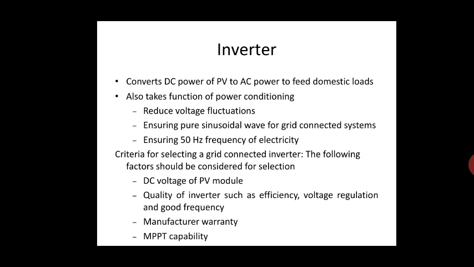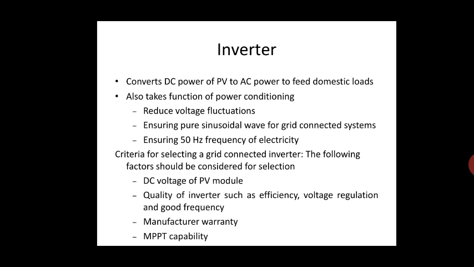So we have the inverter. The inverter will convert DC to AC. DC is the main power from the photovoltaic cell, and it is converted for domestic applications. It also takes on the functions of power conditioning, though not every inverter does this; some inverters will. It reduces voltage fluctuations, ensures a pure sine wave for grid connected systems, and ensures 50 Hz frequency of electricity. And the criteria for selecting a grid connected inverter, the following factors should be considered for selection.